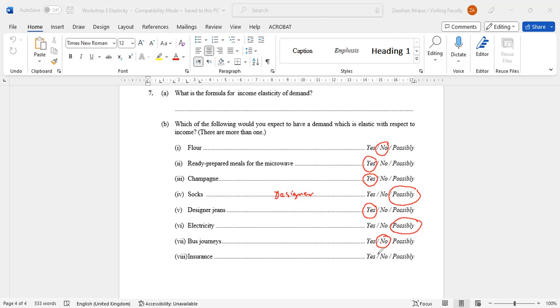Insurance is elastic, because you respond more to insurance when your income increases. The ratio of the responsiveness of demand for insurance to changes in income is greater. So that's why this is elastic demand.